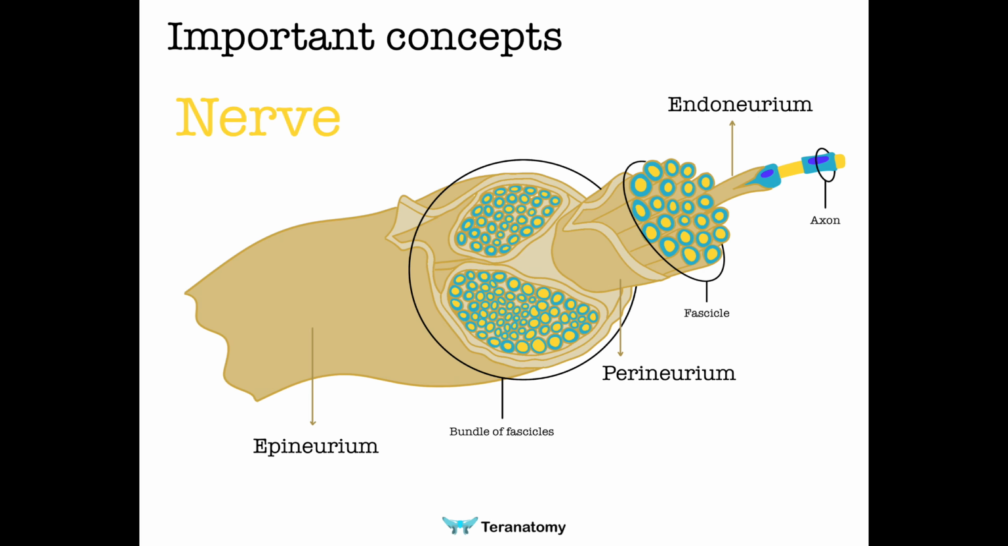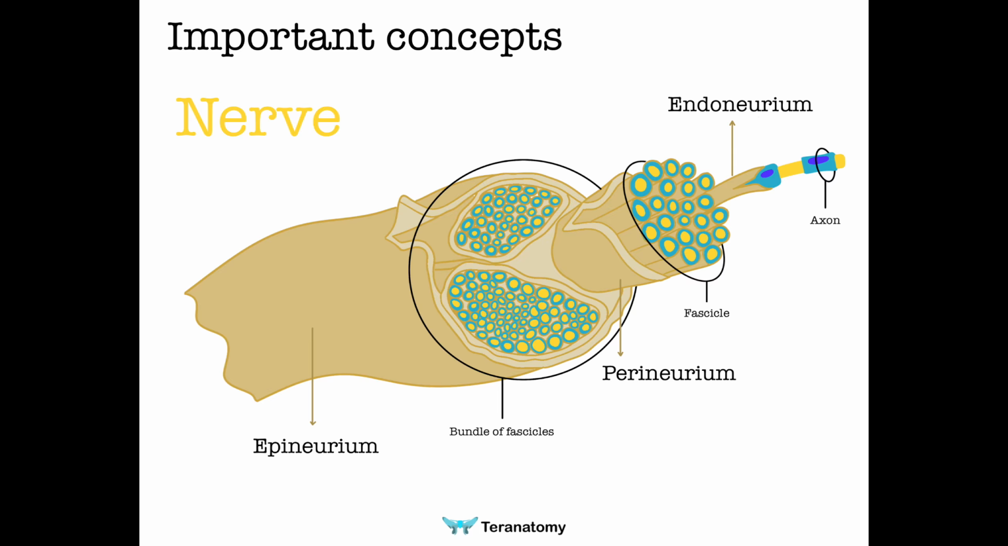Here we have a cross-section showing the different components of a peripheral nerve. A nerve is made up of numerous nerve fibers, or axons. Each axon is wrapped by a Schwann cell, which provides the myelin sheath. Surrounding this myelinated axon, we find the first connective tissue layer called the endoneurium.